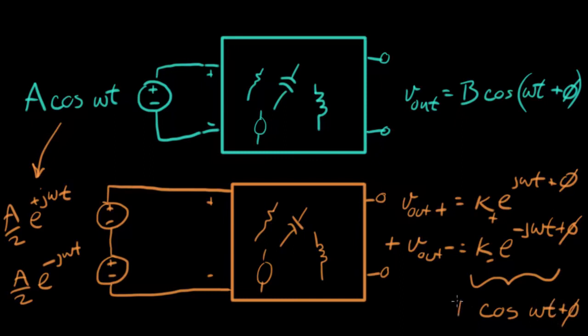And this will have some magnitude B. We don't know the magnitudes yet, but we know what the shape of the waveform is. And this is the same thing as this here. And we did it by decomposing our cosine into exponentials, putting each exponential through this, and then recombining to get cosine. And we do all those steps because solving differential equations with exponentials is the easiest way to do it.